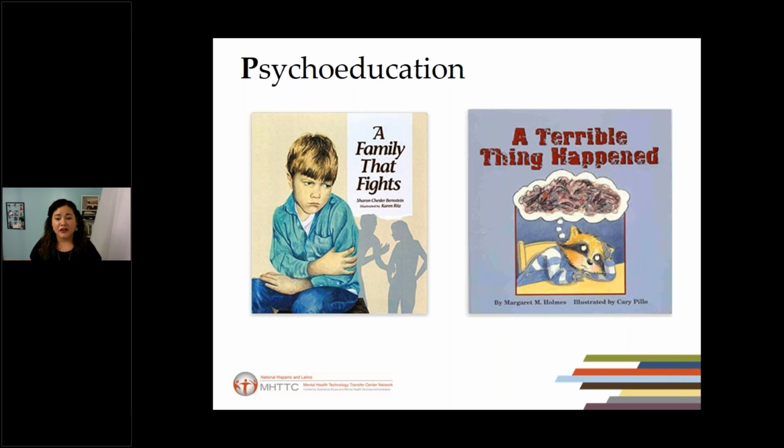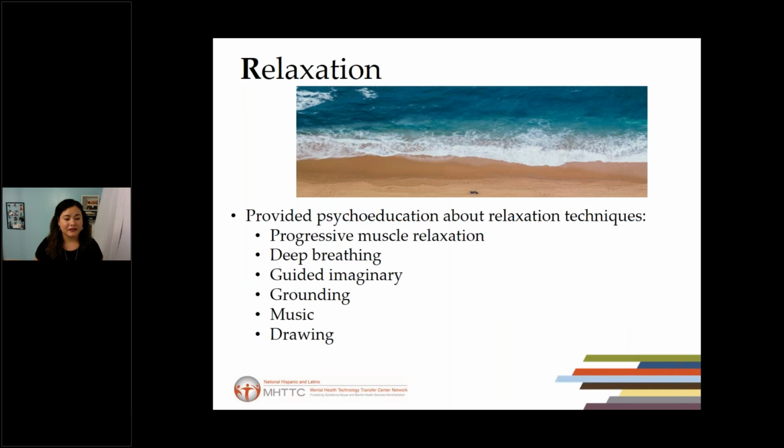The next slide, there are also 2 resources that you can use while you're providing psychoeducation. A Family That Fights, and the other one, A Terrible Thing Happened. A Terrible Thing Happened is an amazing book. You can find it on Amazon. And it talks about emotions, how Sherman was feeling, and how he managed it, how helpful it was to talk about how he was feeling. So this is something else that you can use with the kids.